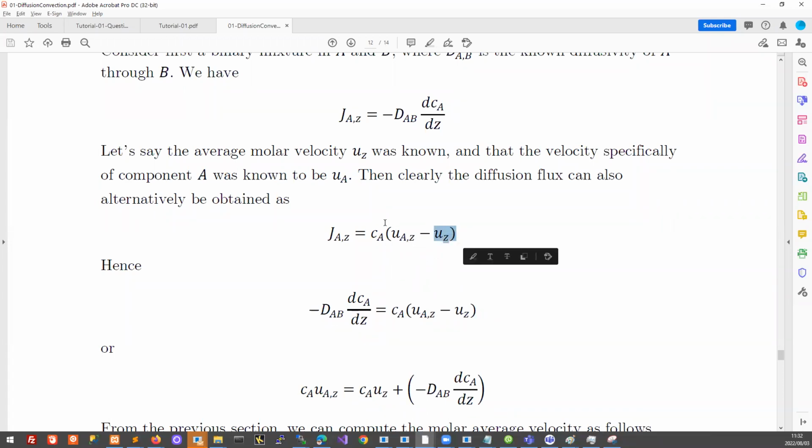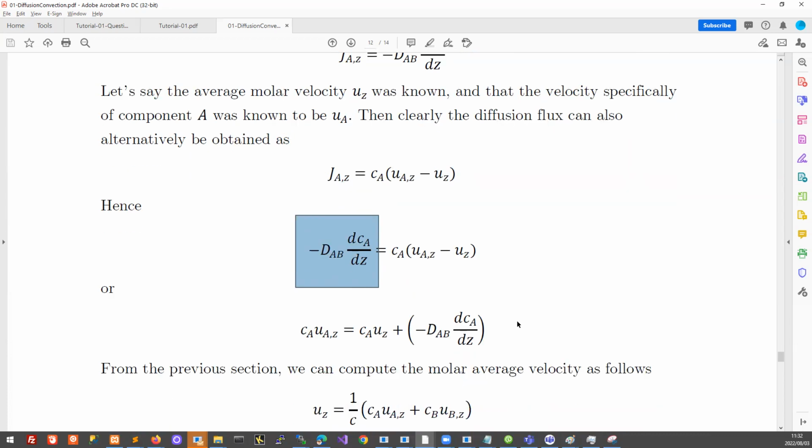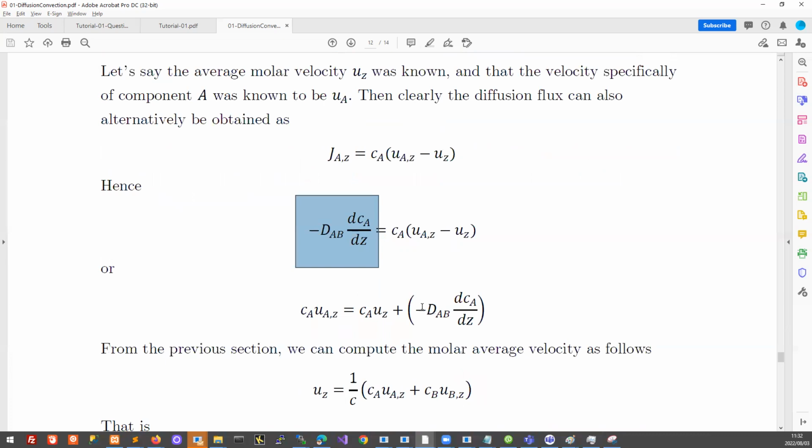So there's your bulk velocity and there's your A velocity. And there is a difference between these two only because of diffusion. And so the diffusion flux must equal the difference between the flux that we get overall for A and the flux of A due to convection only. So that's our diffusion flux. So we can replace that by, of course, the fixed expression for diffusion flux. And then we can rewrite it in terms of C_A U_A,z. So just taking that across over there.